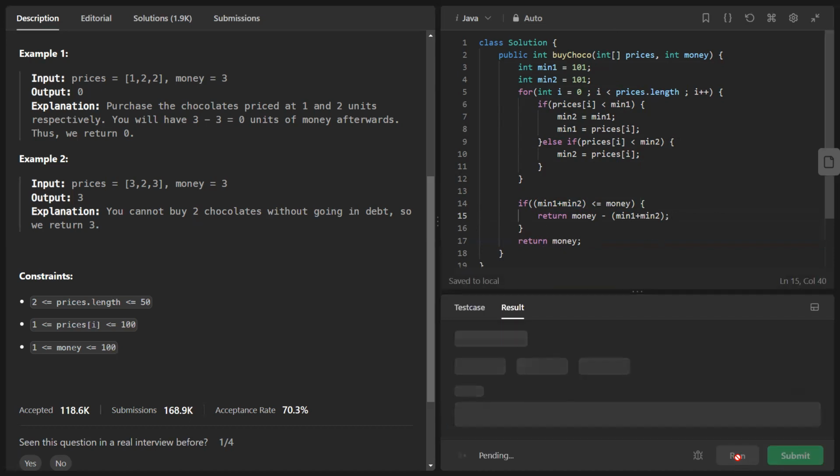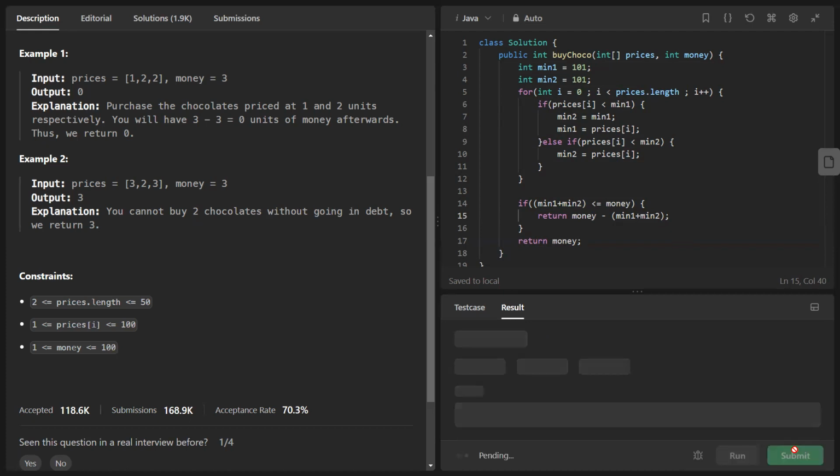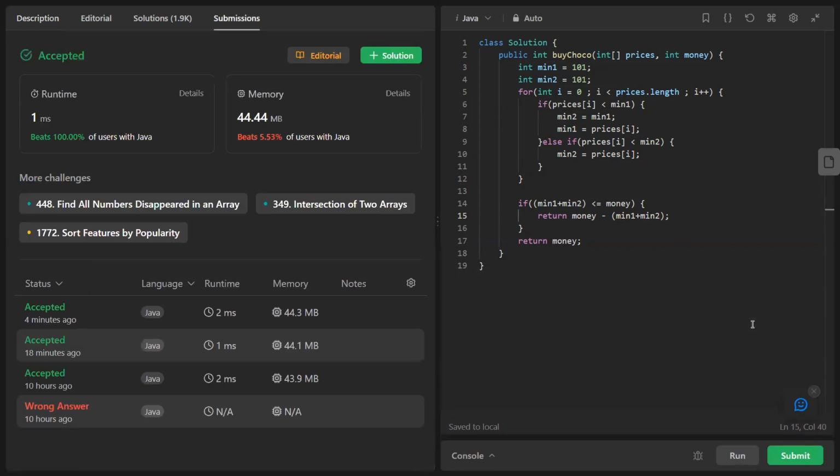So let's try to run this. This is a bit faster solution because here the time complexity is big O of n, because we are just iterating over the array once. So that's why the time complexity is big O of n. Let's try to submit this, and it should get accepted if there is no compile error. Okay, there is nothing. Okay, so this is beating 100% users.